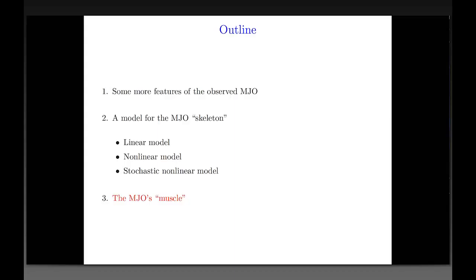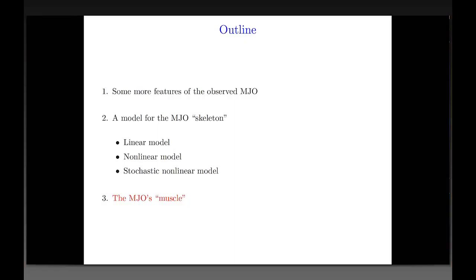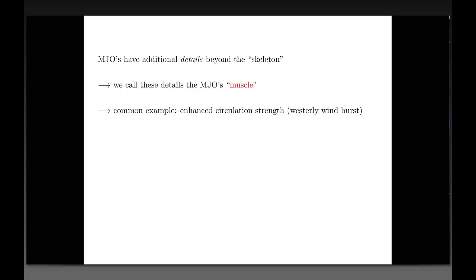Okay, so this brings us now to the last piece: the MJO's muscle. We've been talking so far about the skeleton of the MJO, which we're calling its planetary and intraseasonal features. But not all MJO events look the same. Lots of MJO events have additional details beyond what we've been calling the skeleton. We're going to refer to those details as the MJO's muscle, which is different from every MJO event to every other MJO event.